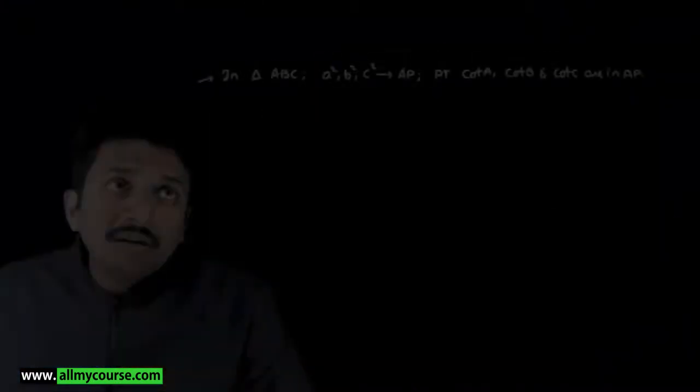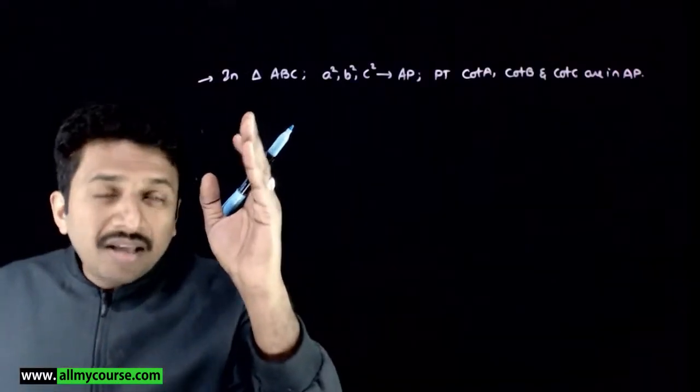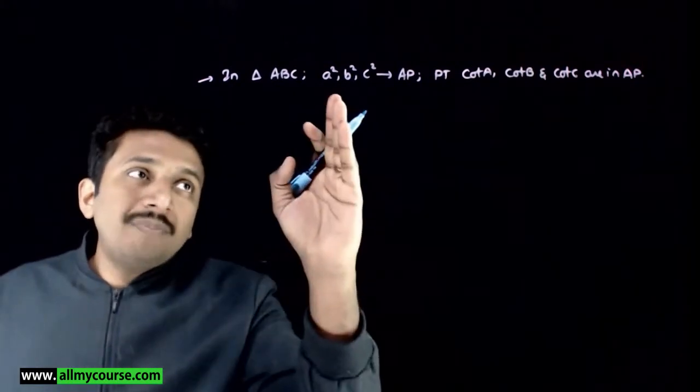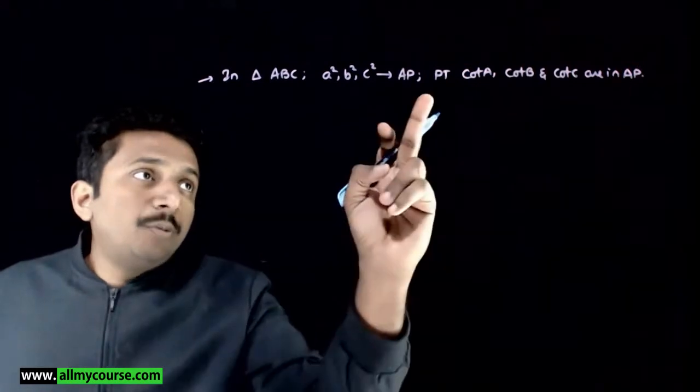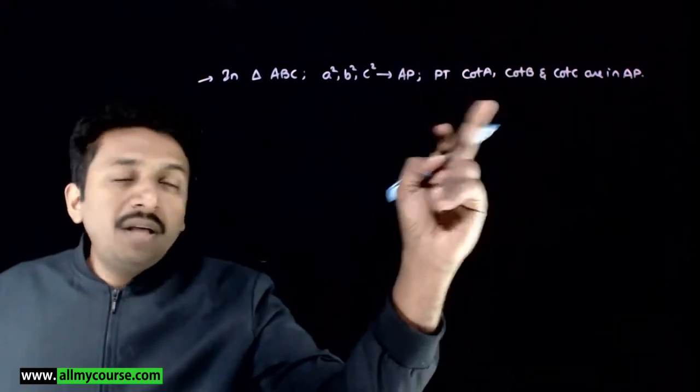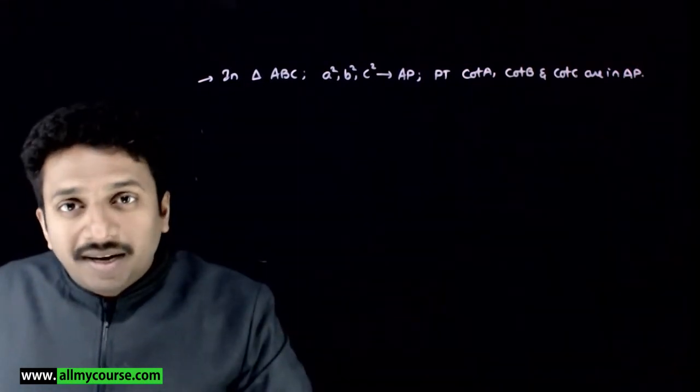Thank you. In this question, given that in a triangle ABC, A square, B square and C square are in arithmetic progression. And you need to prove that cot A, cot B and cot C are also in arithmetic progression.